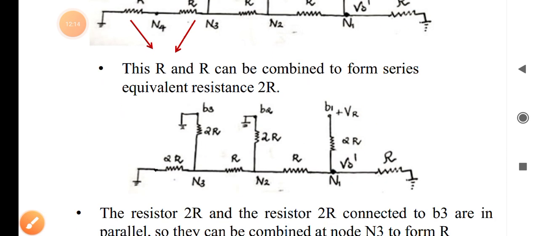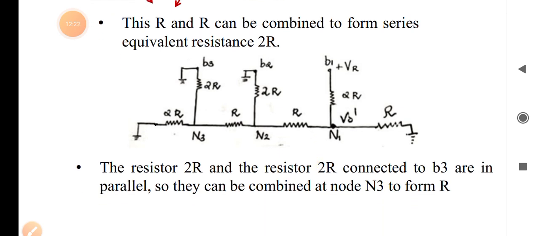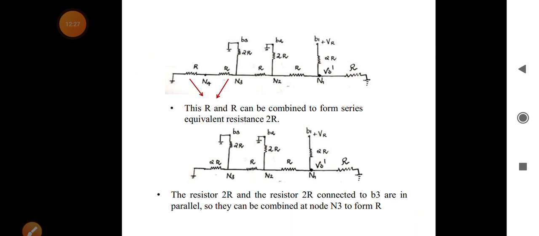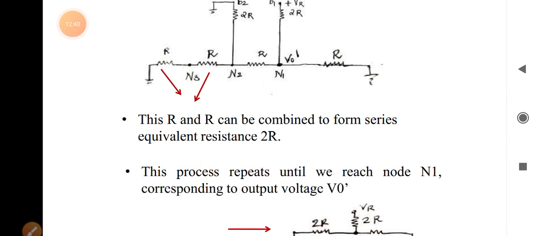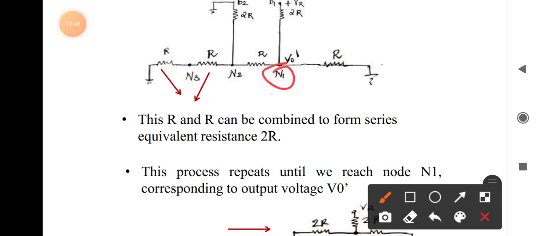So next we can say this 2R is in parallel. So 2R into 2R by 2R plus 2R, then it becomes R. So like that it repeats up to the node N1. The resistor R and resistor 2R being connected to the B3 are in parallel, so they are combined to form R. Similarly it is being combined, it is being connected in series, and this process repeats until we reach the node N1.